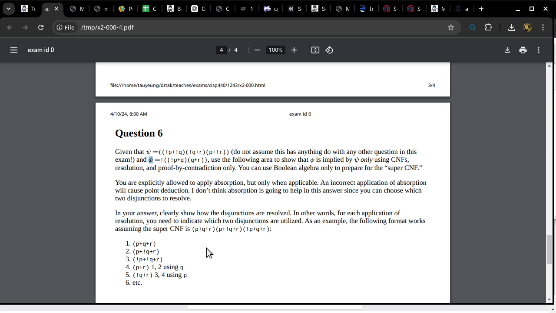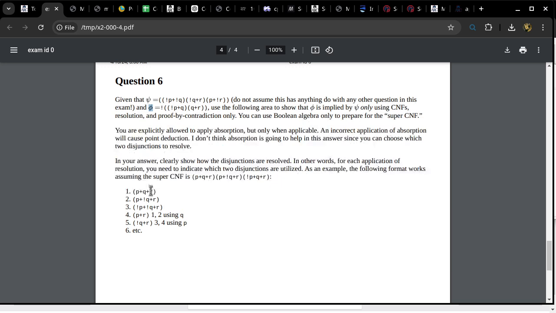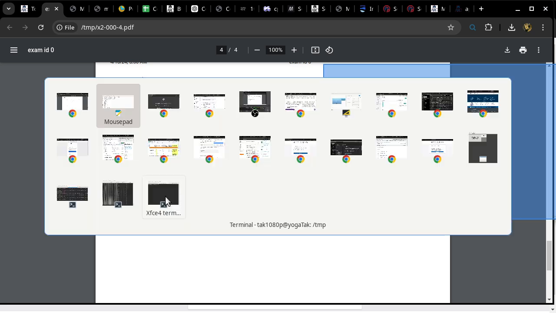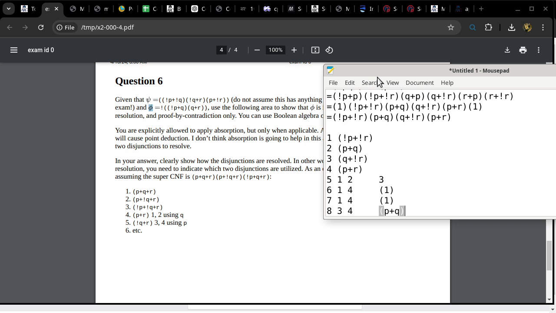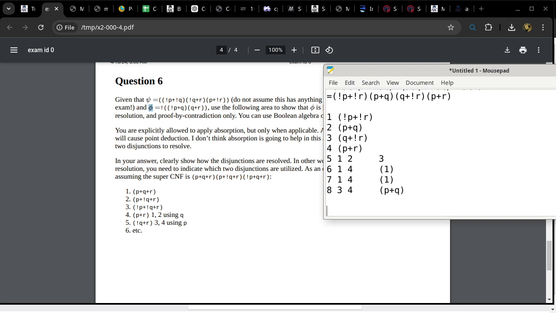So I'm giving you the format. The format that's displayed here is consistent with the format that I used last Wednesday for that particular homework assignment. It doesn't have to be exactly the same order. If you want to specify which two are used instead of giving the result first, that's fine. I just need to know which two expressions are being used and what variable you are using for the resolution. All right, so let's move on to the actual answer in this case. So this is for question number 6, Q6.